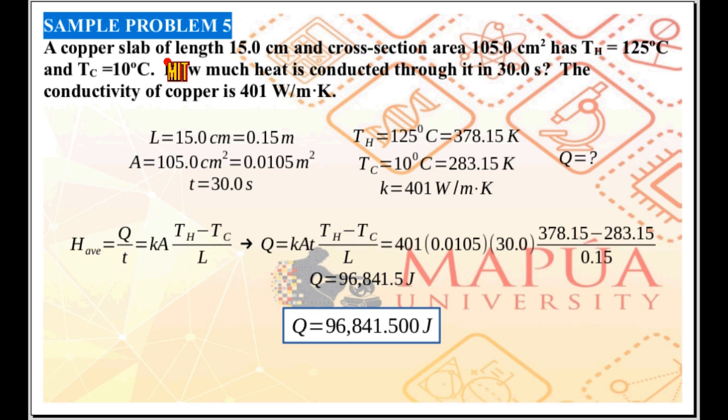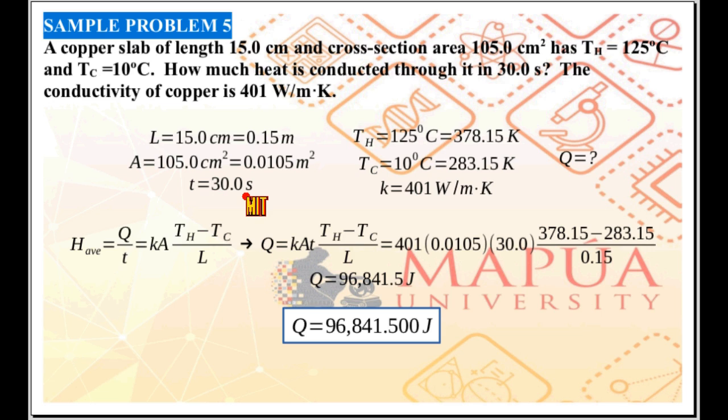The copper slab, the length is given. Let that be L, 15 centimeters. Convert to meters, you have 0.15 meters. The cross-section area is given, 105 centimeters squared. Let that be cross-section area A, equivalent to 0.0105 square meters. Elapsed time or total time is given, 30 seconds. So T is equal to 30 seconds.